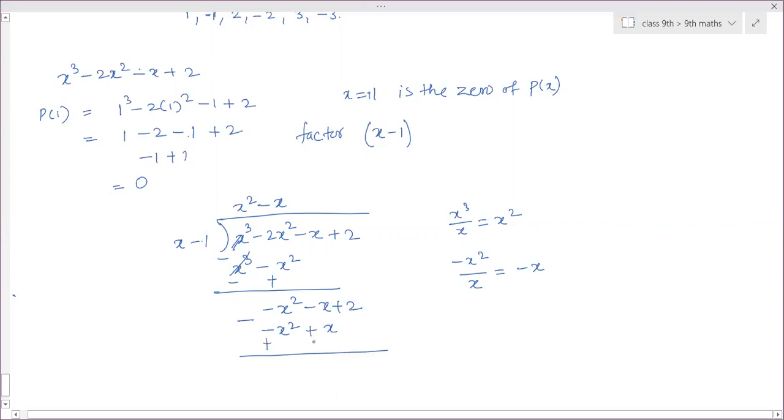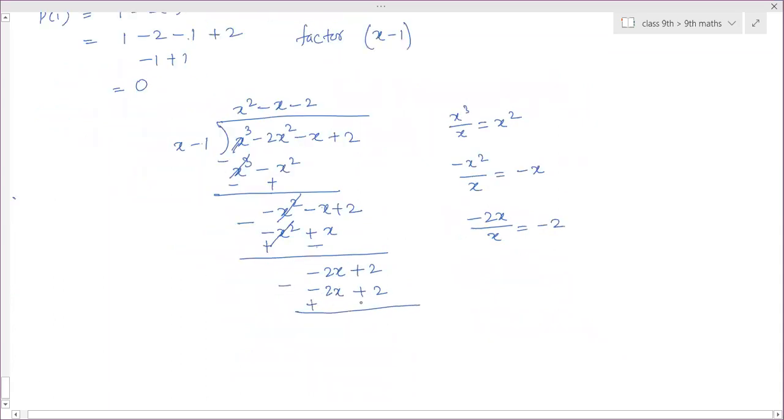Subtract, this will become plus, this will become minus, this gets cancelled. Minus x will become minus 2x plus 2. Now quotient is minus 2x by x, that is minus 2. So quotient is minus 2. So minus 2 into x is minus 2x. Minus 2 minus 1 is plus 2.